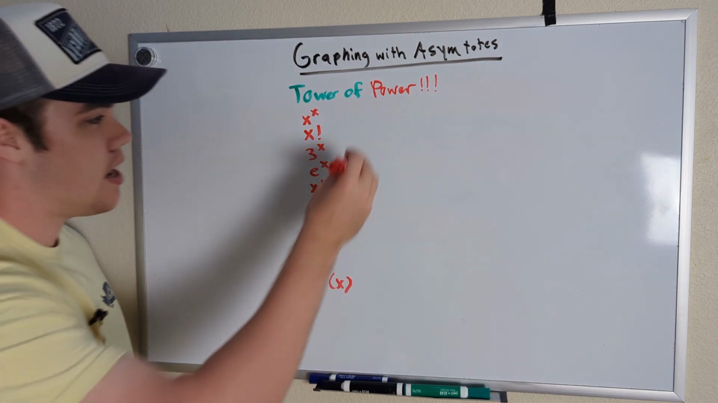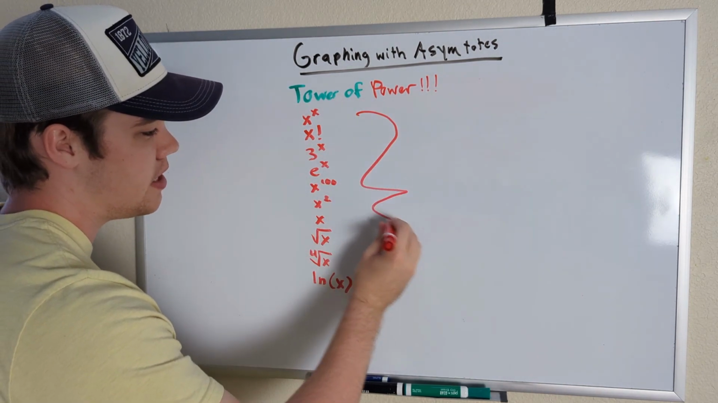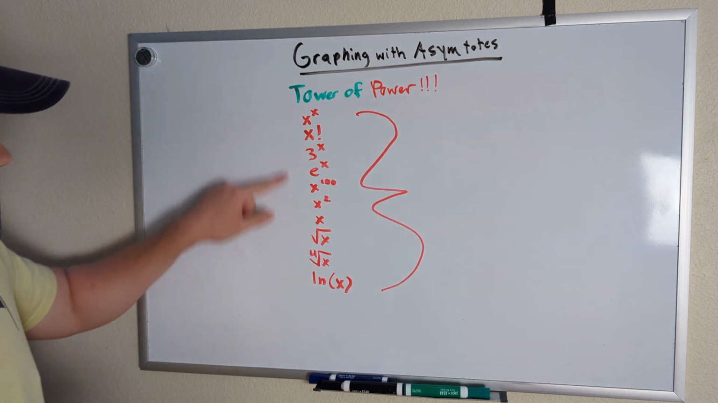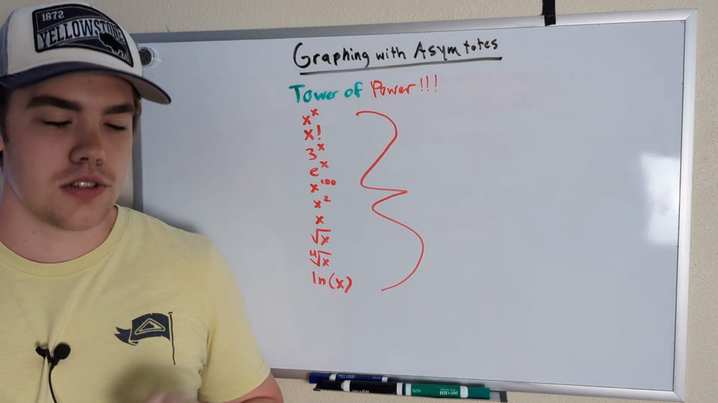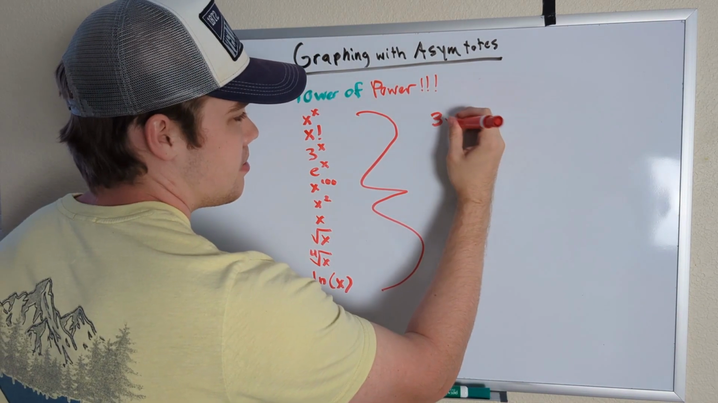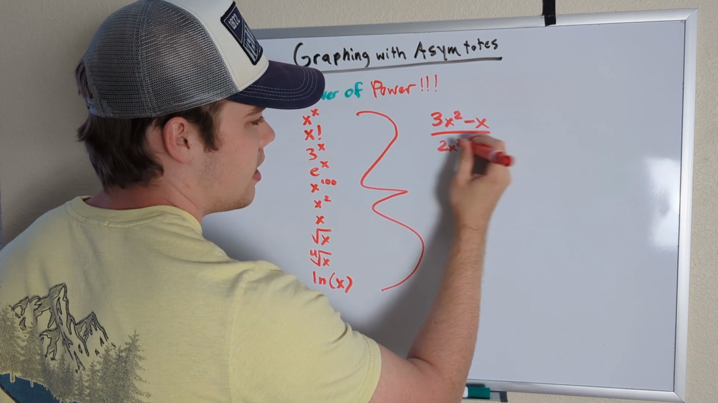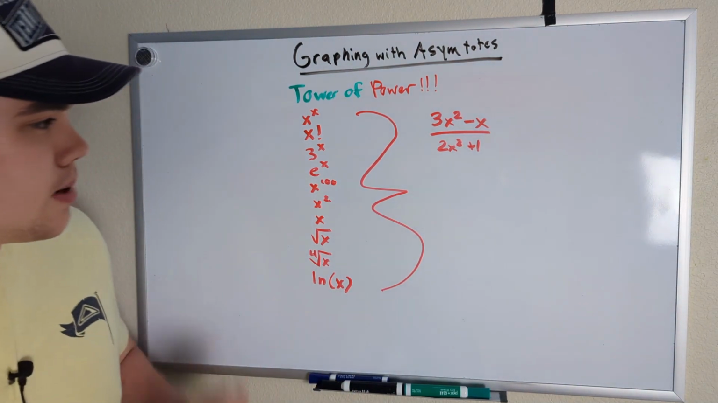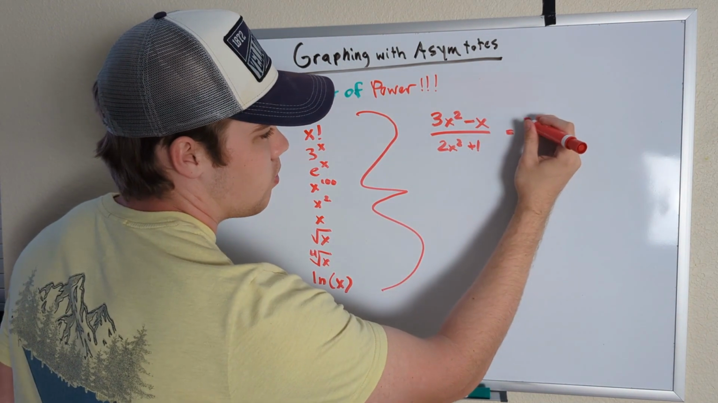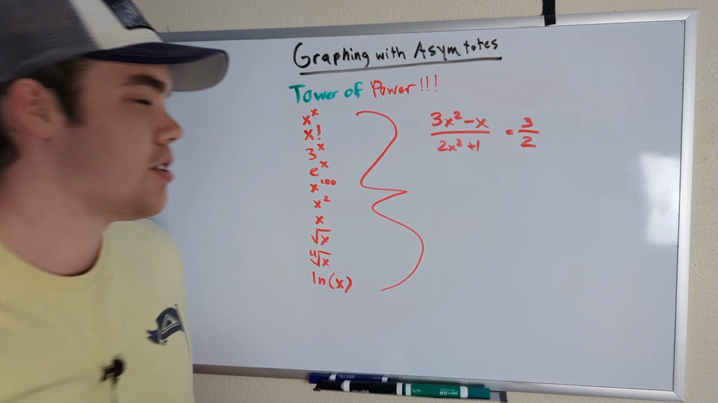So what's going on here, and why is this Tower of Power significant? Well, whenever we have a function where we have one function being divided by another, we can use these in order to find our horizontal asymptotes much more easily. So remember in our last problem, whenever we had 3x squared minus x divided by 2x squared plus 1, well, you may remember that this limit ended up equaling 3 halves. But why did it equal 3 halves?